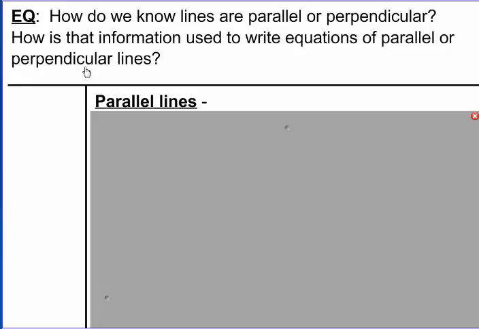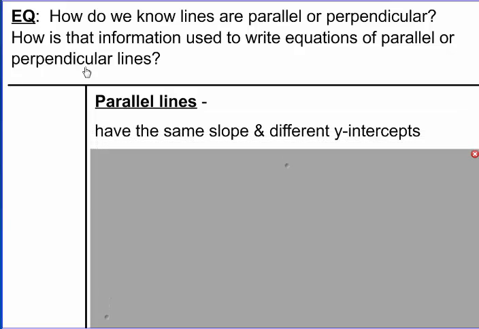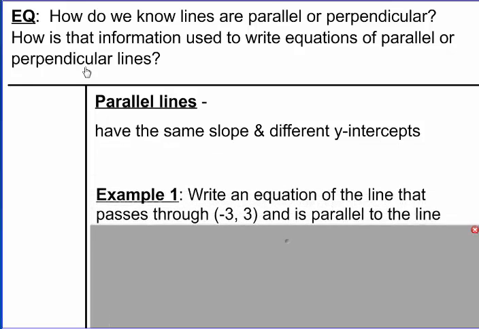So starting with parallel lines. Remember, there were two things that needed to be true for lines to be parallel, and we're going to use those ideas to help us write the equations. So hopefully you remember that you need to have the same slope and different y-intercepts. So to make lines parallel, the slopes have to be the same, but the y-intercepts have to be different. So let's take a look at an example.